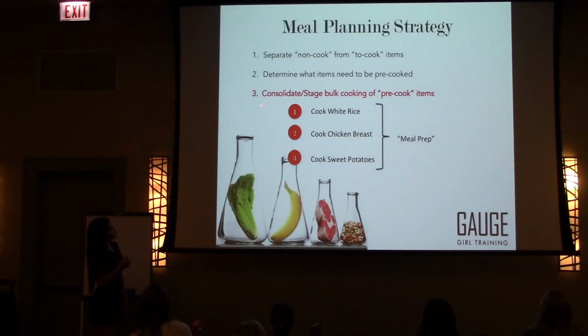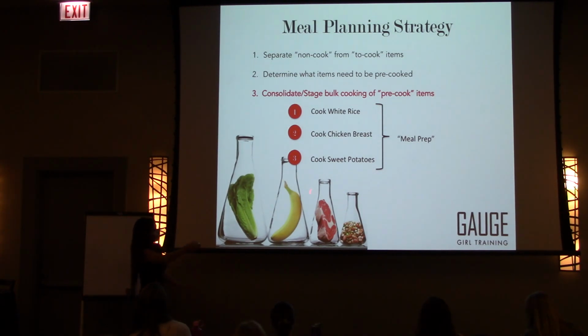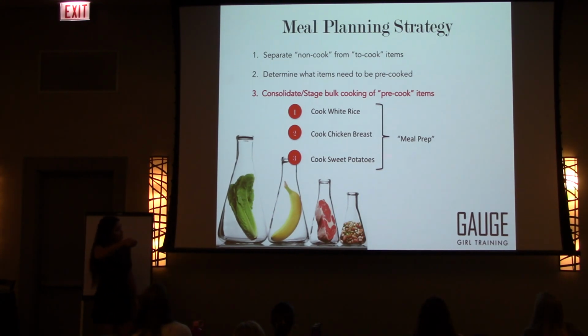Next, consolidate and stage your bulk cooking of your pre-cooked items. This is what meal prep is actually all about. It's prepping these things in bulk. So, cook your white rice, cook your chicken breast, cook your sweet potatoes.